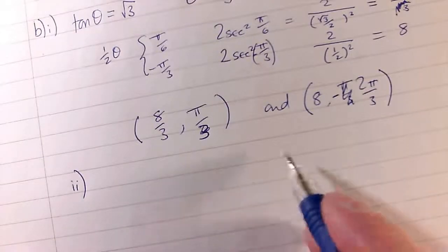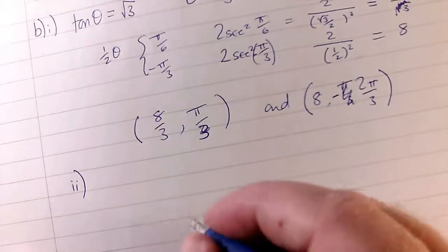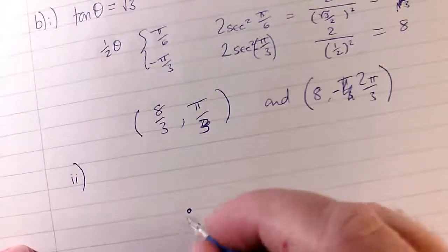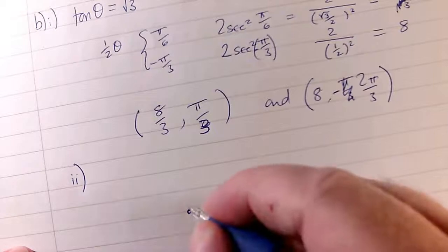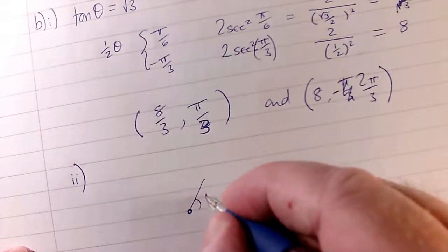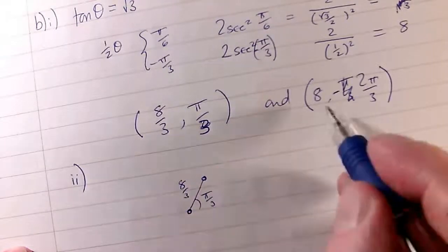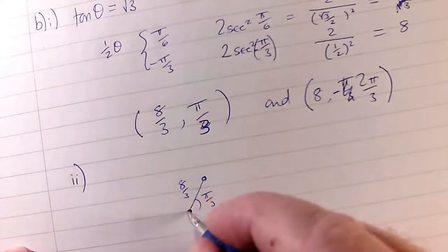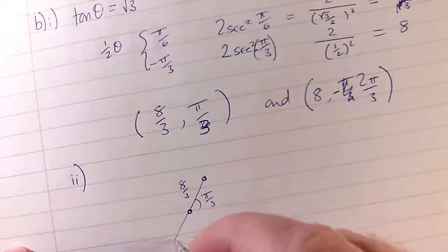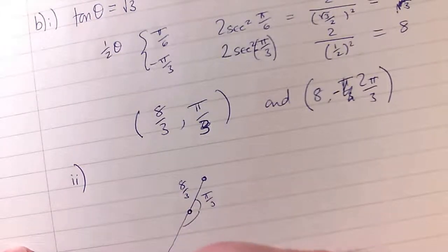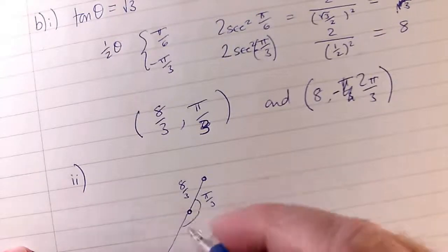But I do need to know where these two points are, so I can think about the circle. So if the pole is here, then I've got 8/3 on an angle of pi by 3, and I've got 8 on an angle of minus 2 pi by 3. Okay, and we commented earlier there's a difference of pi here, and I think for the other one I will need to know that this is a straight line.